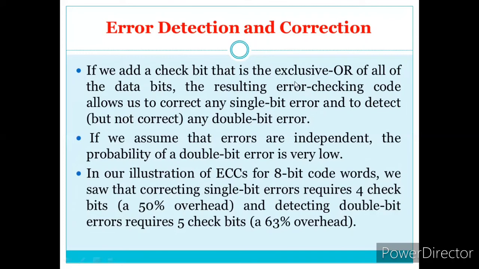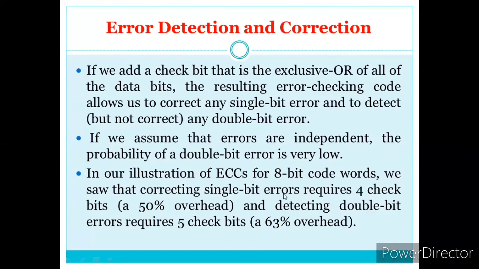In the Hamming code method that we have done, if you perform the exclusive OR operation for the error check bits, we can detect and correct a single bit, but for a double error bit, it can detect, it cannot correct it. If you assume that errors are independent, the probability of a double bit error is very low. So already we have seen the result for 8 bits, and we will just check it out.